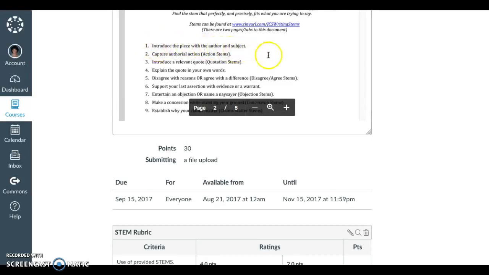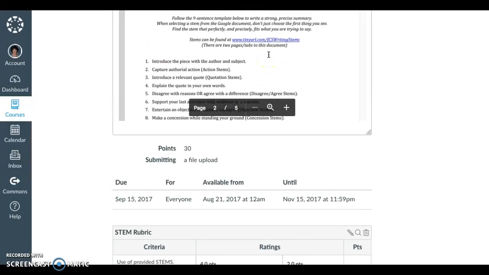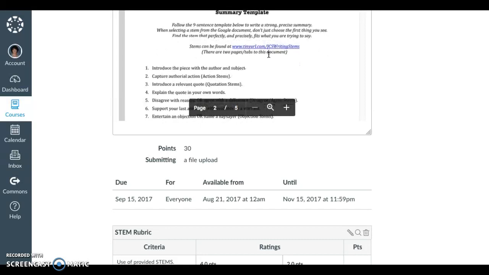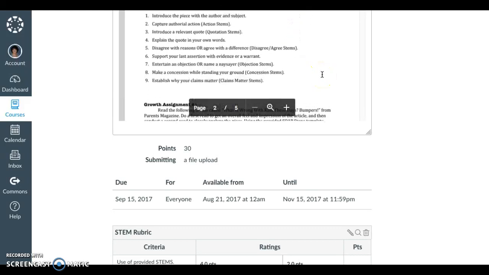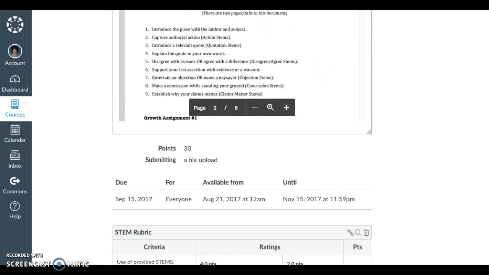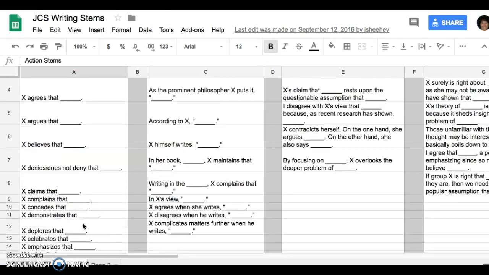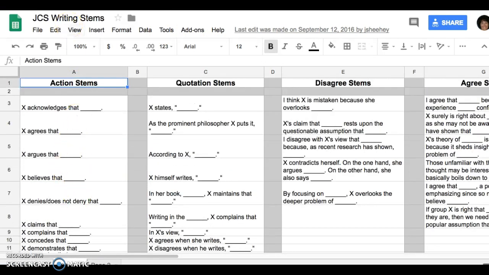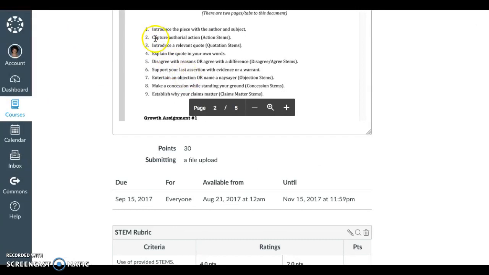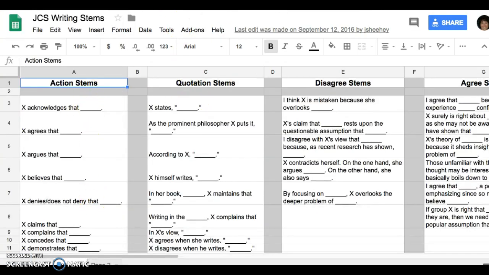First, you will write an introduction. You will introduce the piece with the author's name and the subject. It's not simply enough to just write, this author's writing about parenthood. You need to explain a little bit more about the author and what the author is stating in one sentence. So you will use your stem to help you follow the format. And then you'll go on to the next one that says capture the authorial action, and you will go to the action stems and do that.